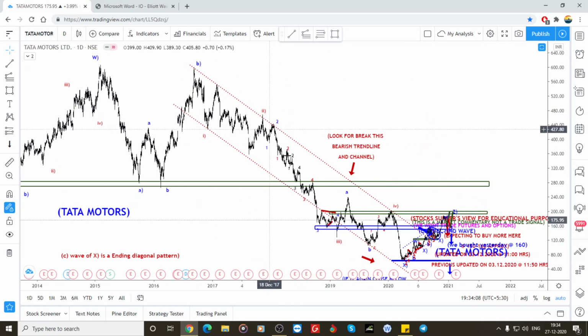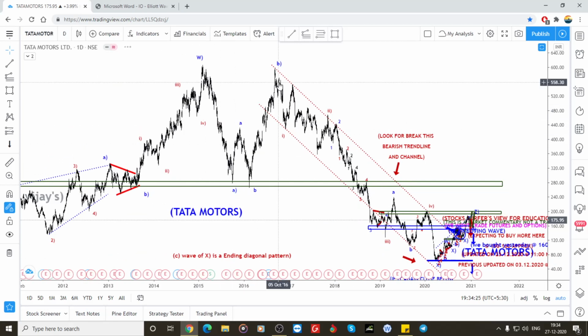So 1 2 3 4 and 5. See, this is wave 2 and wave 4, and this is wave 1 and 3 with a little bit of exhaustion. After that also the fourth wave is in a running flag, and the fifth wave got completed. So this is A, B and C. C is a perfect channel.